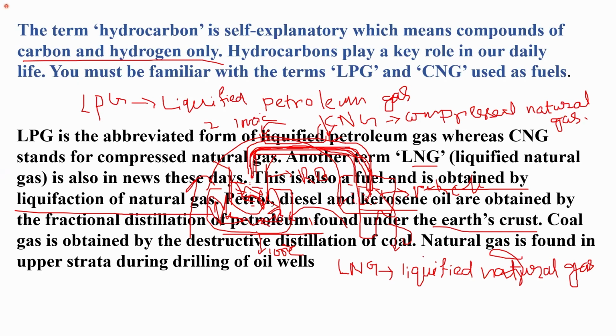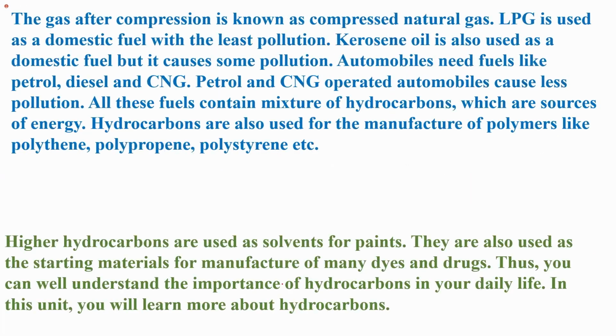Natural gas is found in the upper strata during the drilling of oil. So where can we get this kind of natural gas? Natural gas is also found in the upper strata during the drilling of oil. Okay. Now the next thing is the gas after compression is known as compressed natural gas. After you compress this gas, only then will it act like compressed natural gas.